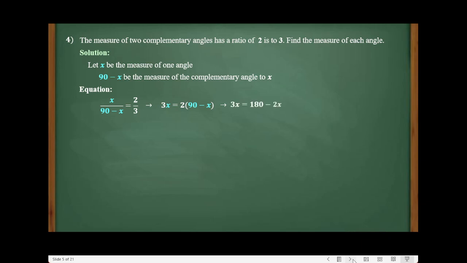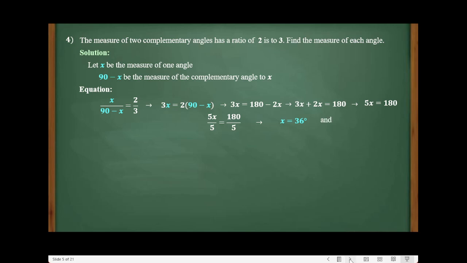Then simplify the right side. So the right side becomes 180 minus 2x. Then negative 2x transposed to the left. So the equation becomes 3x plus 2x is equal to 180. And we have 5x equals 180. So divide both sides by 5 to get the value of x. And that is equal to 36, or 36 degrees, which is the measure of one angle.